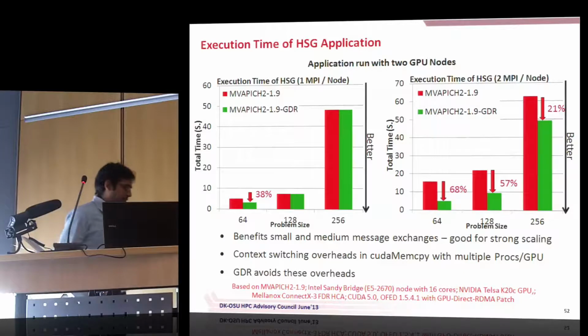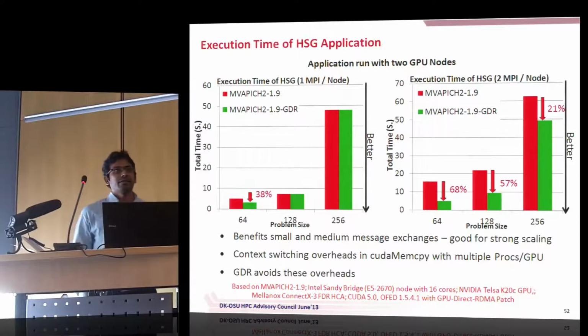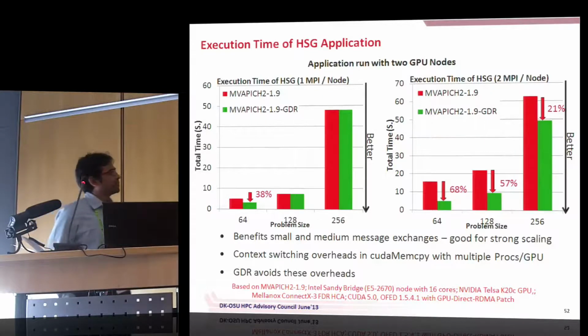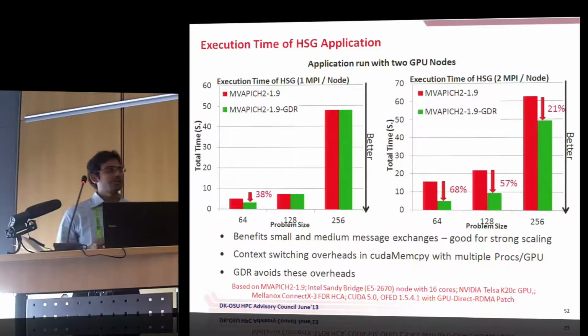Now, these are experiments that we have done with HSG, a multi-GPU implementation of the Heisenberg spin glass model. We see good improvements in performance when the application involves small or medium messages. We see up to 40% improvement in latency with a problem size of 64 per GPU. This provides a good case for applications that are strong scaled on larger clusters.